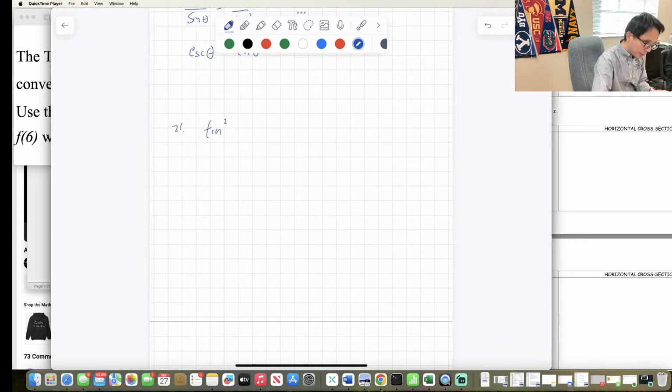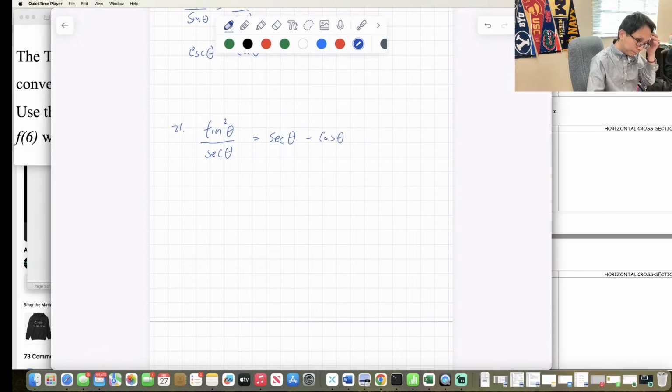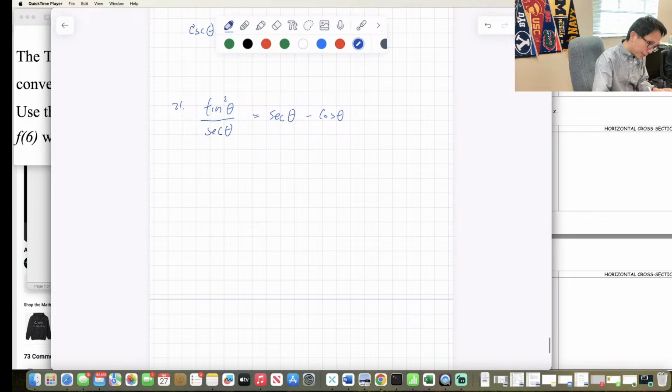Tangent squared theta over secant theta equals secant theta minus cosine theta. Secant theta minus what? Cosine theta. Okay. Are you sure you wrote down the question right? It's right? Okay. So can I write this as sine theta over cosine theta? But can I write it twice? I have no idea how to do this question, so I'm just going to wing it. Is that okay?